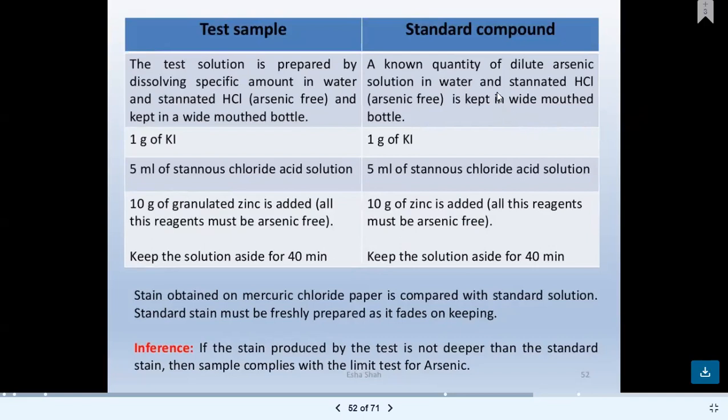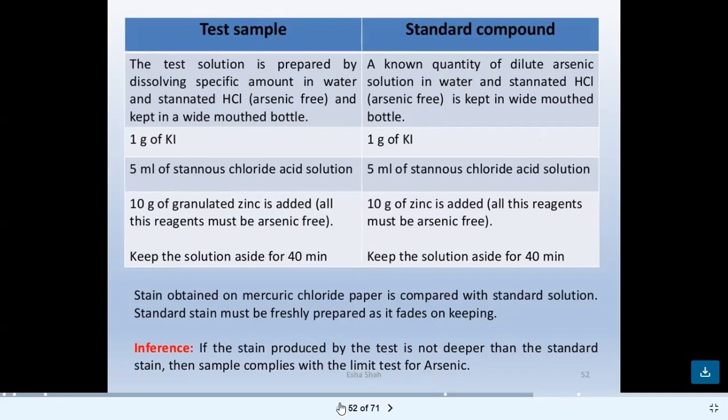The only difference is a known quantity of dilute arsenic solution. This known quantity is a desirable one and is not harmful. We are going to dilute the arsenic solution in water and add stannated hydrochloric acid. This stannated hydrochloric acid is arsenic free and is kept in a wide mouth bottle. Next, we are going to add the reducing agents, that is 1 gram of potassium iodide, 5 ml of stannous chloride, and 10 gram of zinc, and all these reagents should be free from arsenic impurity. Next, we are going to keep the solution waiting for a period of 40 minutes.